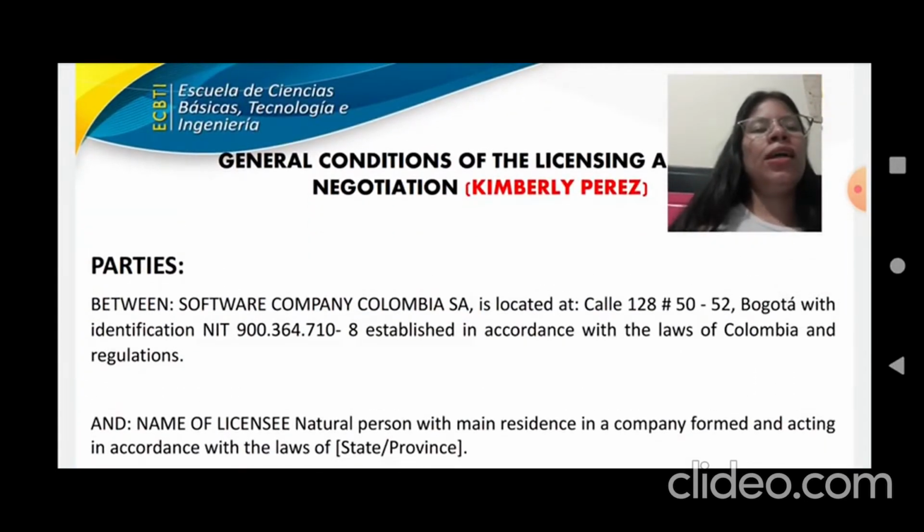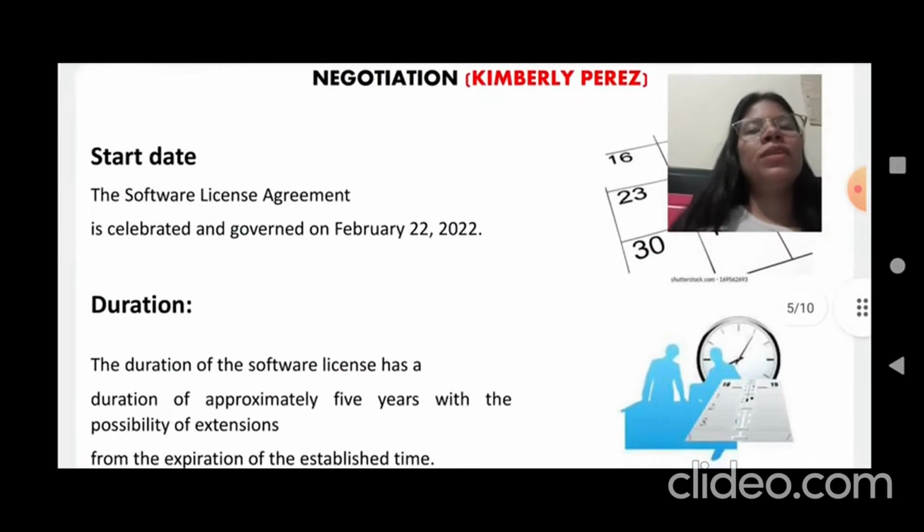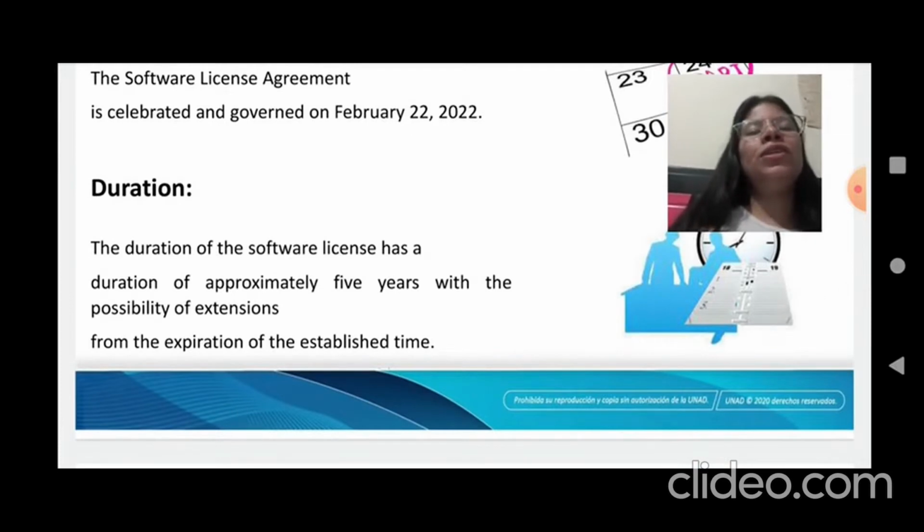Parties. The company is local, in Bogotá, established in accordance with the laws and regulation of Colombia. Namely, a natural person who might reside in a company and in the record according to the laws. Start date: the agreement is celebrated on February 22. Duration: 5 years with possible extensions.